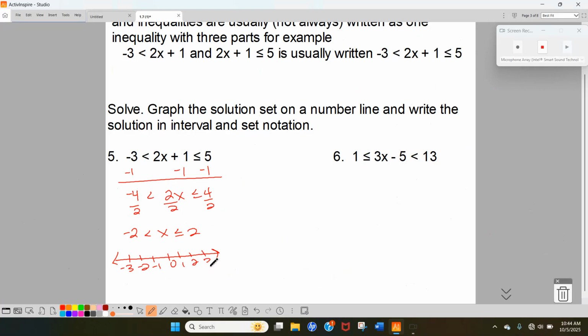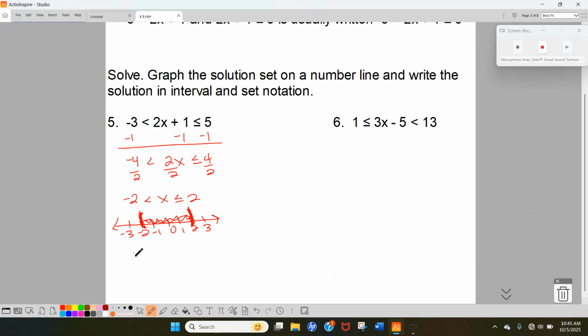And we're going to say, literally, we go from -2 to +2. That's what this is saying. X is trapped between -2 and +2. Make sure those look like parentheses and then shade in between. So then your interval notation would be -2 to +2. And then again, set notation, you're just going to put the fancy around. All right, so that's the last time I'm writing set notation.